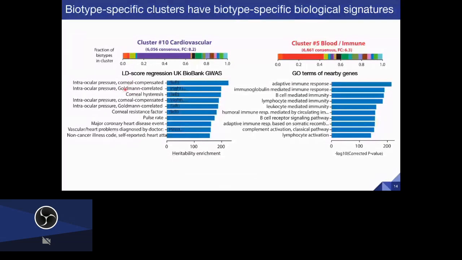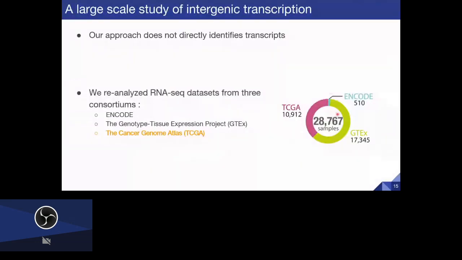And similarly, for the blood or immune cluster, we've looked at nearby genes, and we can see that we have a lot of immune-related genes. So all of this seems to make sense, but our approach does not directly identify transcripts. So we reanalyzed RNA-seq datasets from 3 consortiums. Sorry, I don't really feel well.